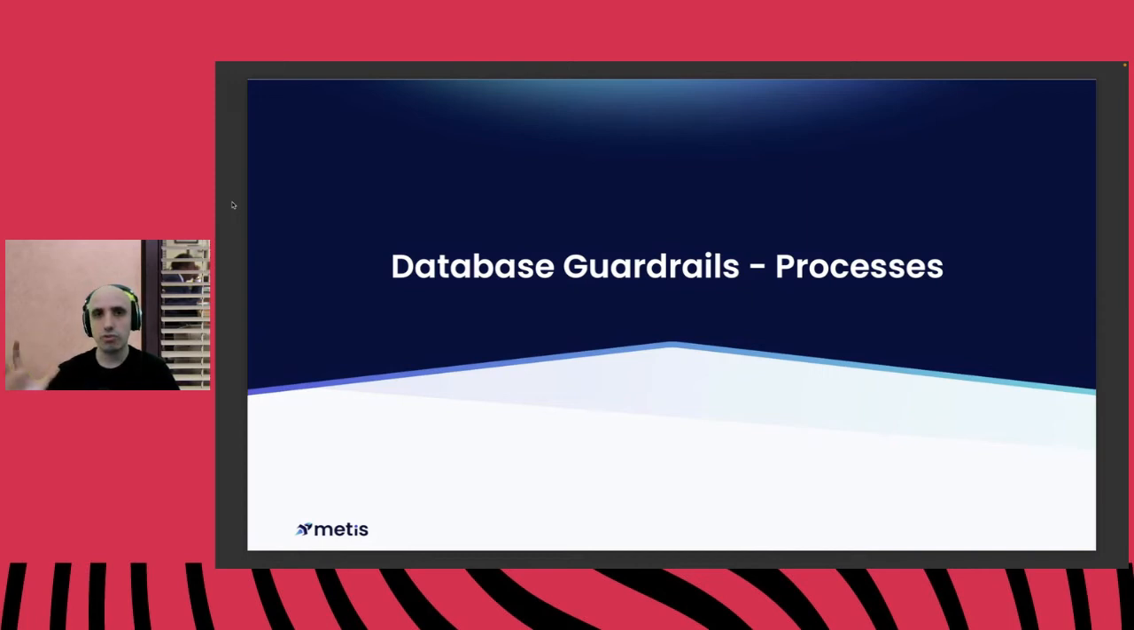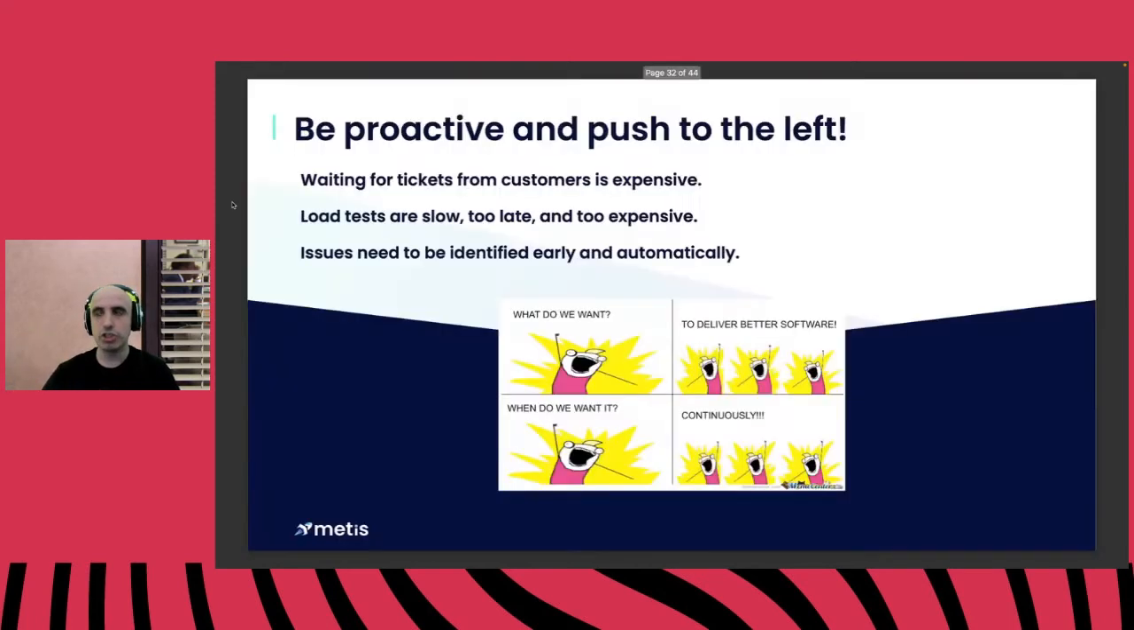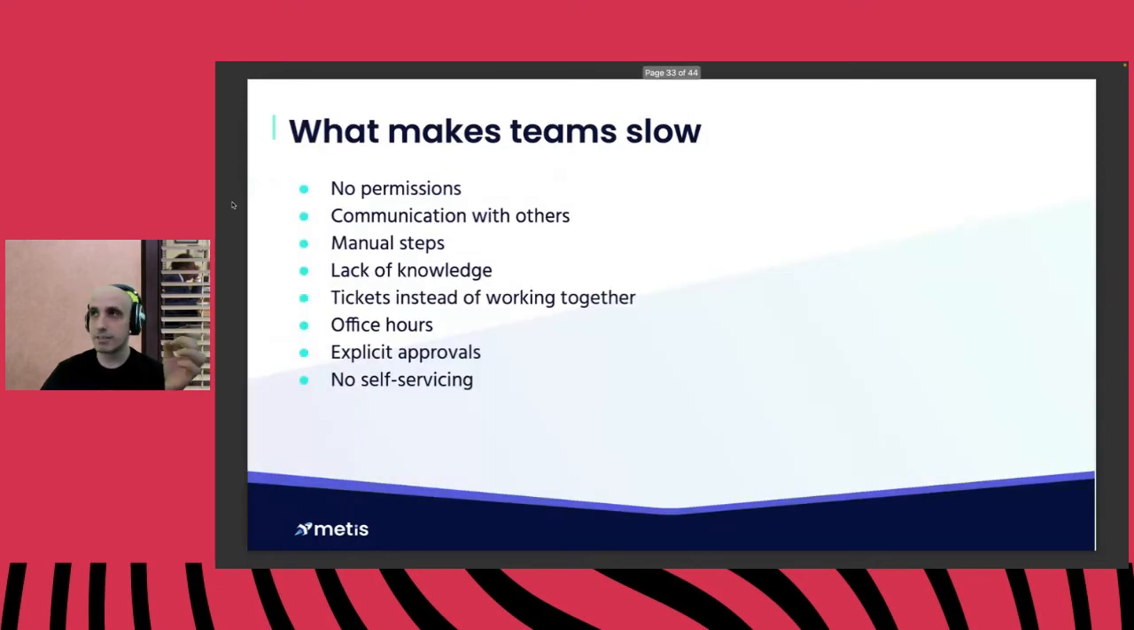But the other part we need to do, and this is where platform engineers really need to shine, we need to change the processes. We need to reorganize how our developers work. We need to be proactive and push all the things to the left as early as possible. Our teams are slow because they lack permissions. They can't access logs. They do not have knowledge about databases. They need to attend office hours to get help from other teams. They need to get explicit approvals, and they cannot self-serve their issues. That is the most important part.